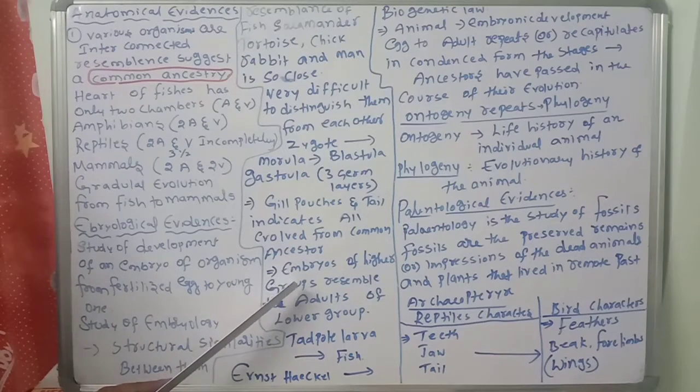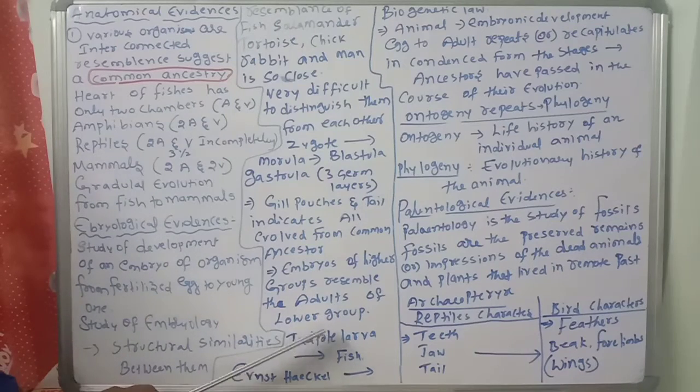See, embryos of higher group animals resemble the adults of lower groups. For example, a tadpole larva is a higher group, but fish is a lower group. So tadpole larva and fish, do they show similar characters or not? That is a very important point.